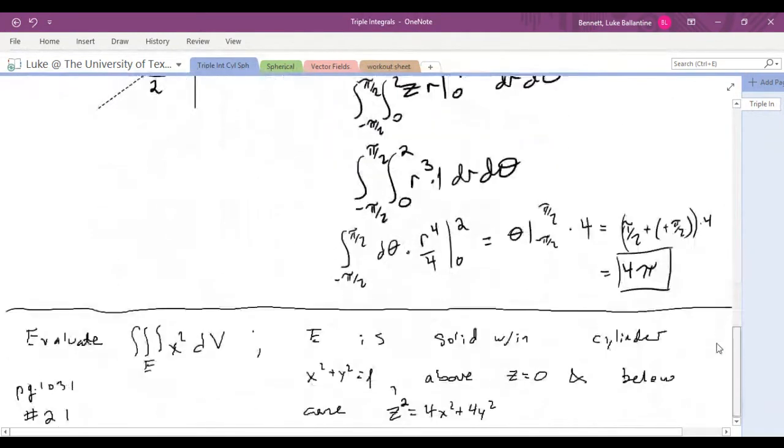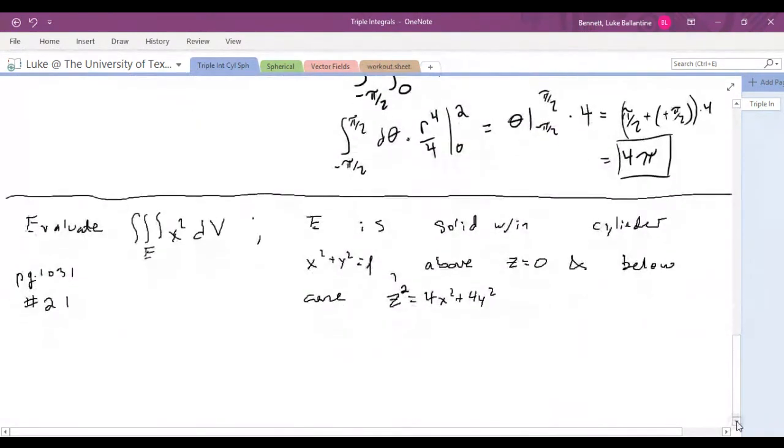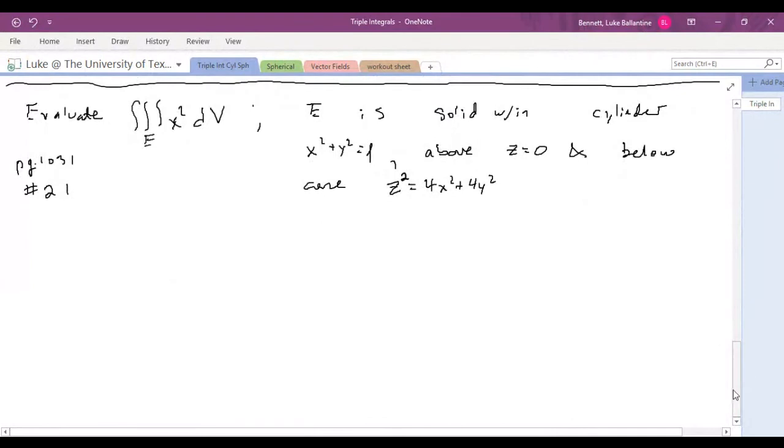Okay, this one is a little bit more complicated. We have this region E given in rectangular coordinates. Now we must convert to cylindrical to evaluate this region. That's the easiest way to do this. So let's go ahead and sketch what E looks like.